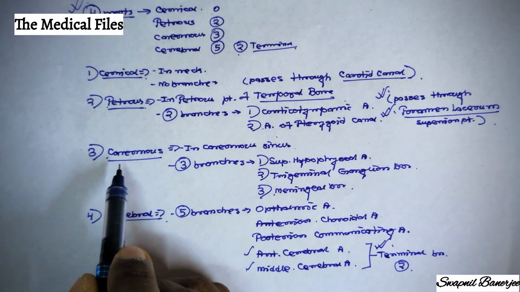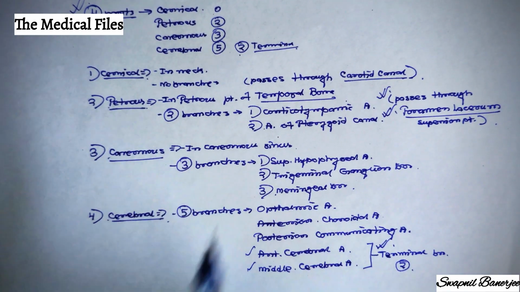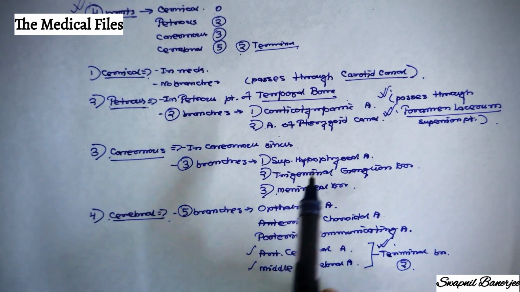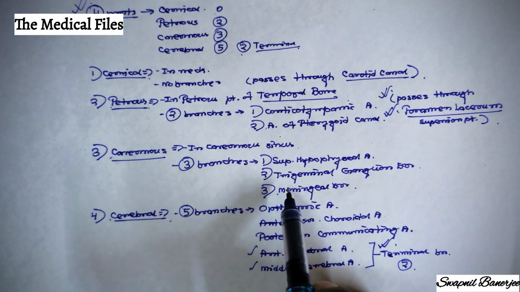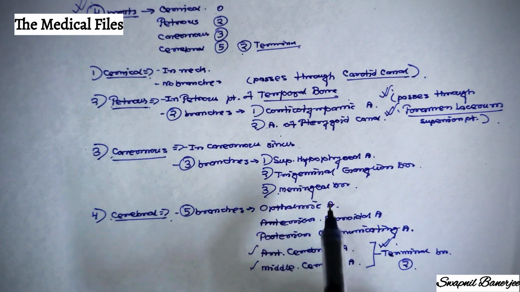Now the third part is the cavernous part. It is passing through the cavernous sinus. It gives 3 branches: the superior hypophyseal artery, the trigeminal ganglion branch and the meningeal branch.